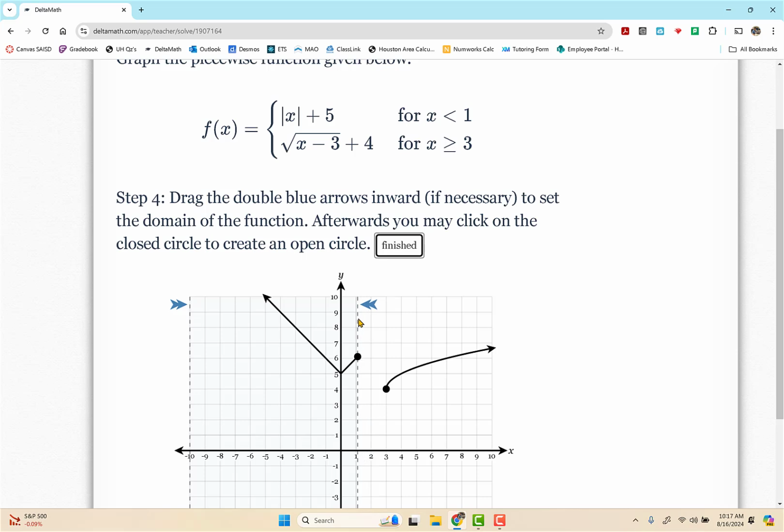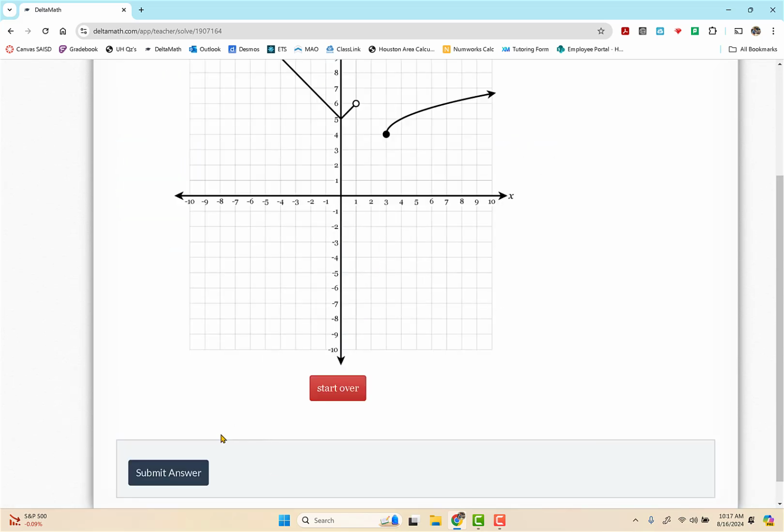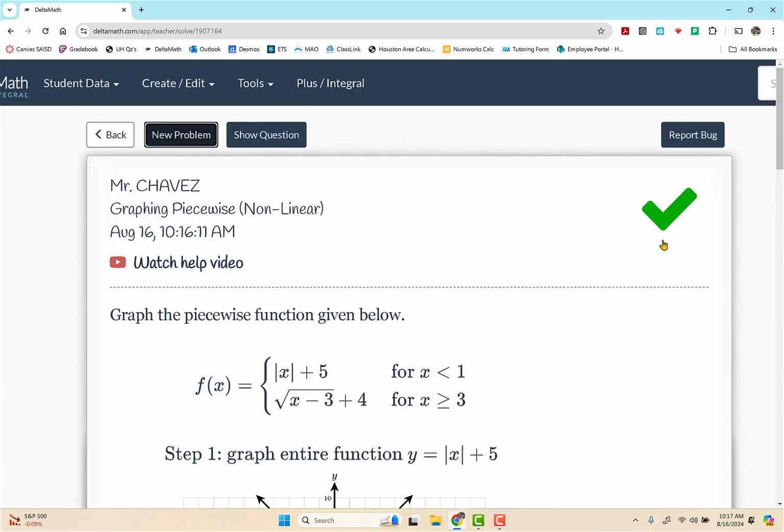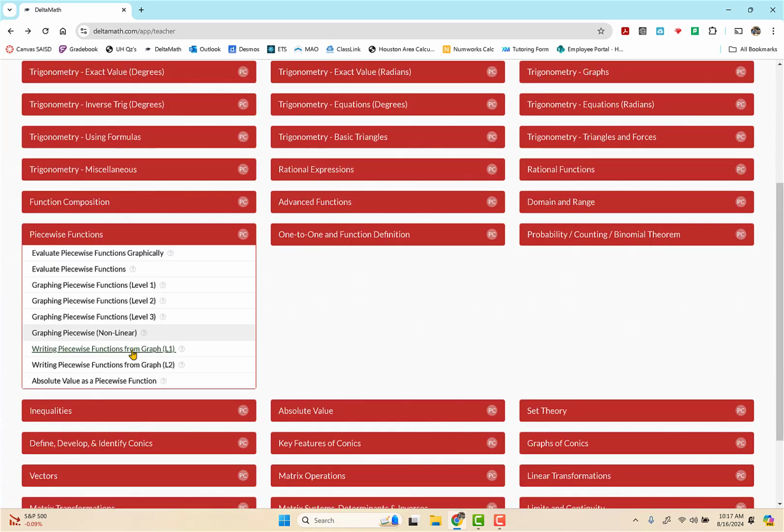So I'm going to go open circle. And there it is. It goes further to the left. I think we're good. I guess I got to click on finish and then submit. And then there it is. Cool, right? All right, don't worry, guys. We're going to do some more. It's going to get easier once you start.